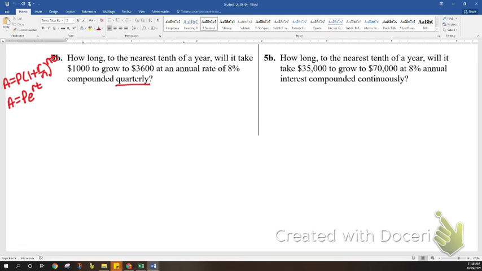All right, this one says compounded quarterly, so it's going to be the first equation there. So it says how long, so we're looking for t, to the nearest tenth of a year will it take $1,000 to grow? So, well, let me just go ahead and put my variables out here.